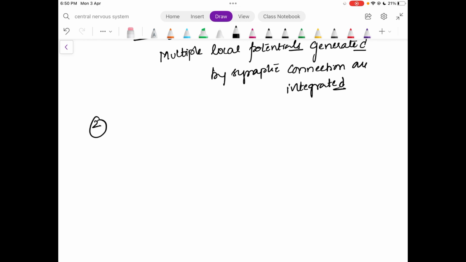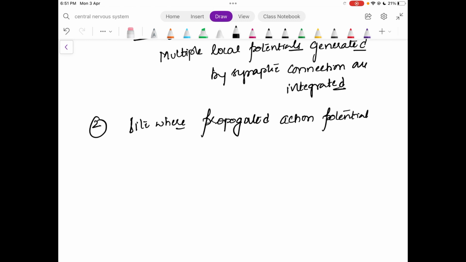Next is the site where propagated action potentials are generated. That means the signals which are taken up by the dendrites are sent to the cell body, and these signals will be converted into an action potential at a particular point on a neuron.